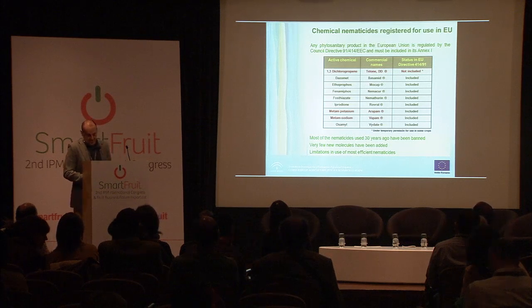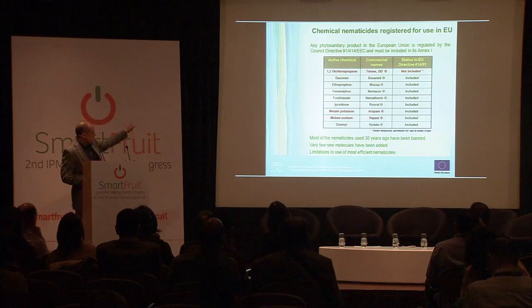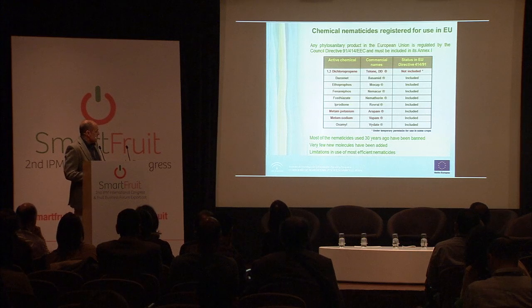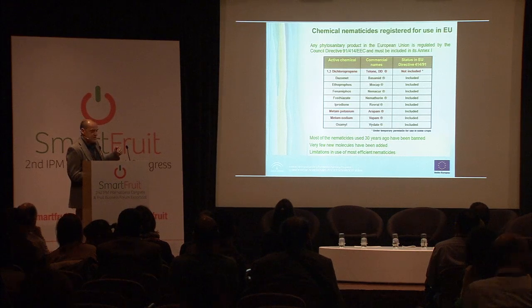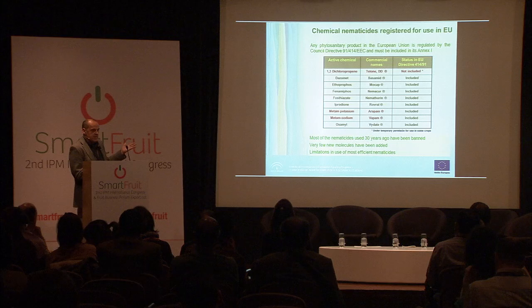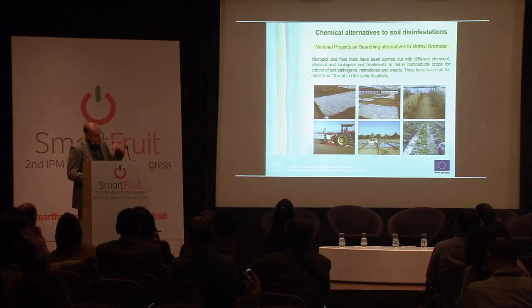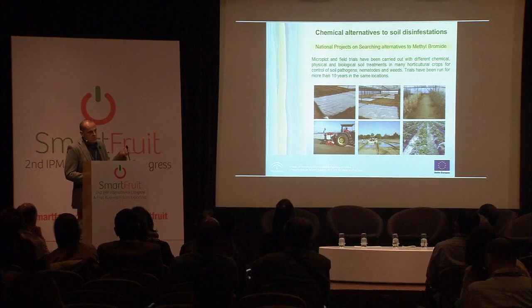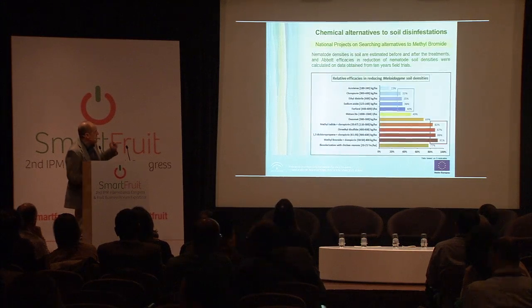First of all, we have 1,3-dichloropropene, which is not included in Annex 1. It can't be used, but we have provisional exemptions right now, and you can still use it in the field. The rest of them are included in Annex 1. You have their trade names, but there is a problem. Before, we had far more chemical products available to combat nematodes, but now we don't have that many. So, taking that into account, we decided to develop alternatives to methyl bromide. We tried out chemical alternatives in these initial projects, but they also compared them to other alternatives, physical and biological and cultural methods.